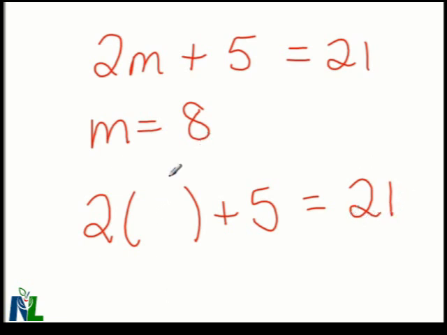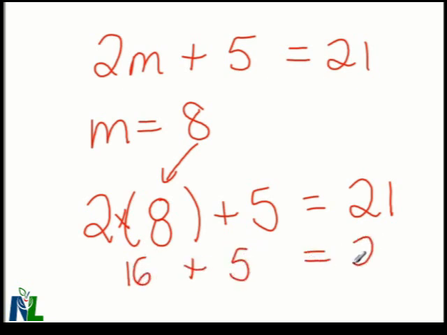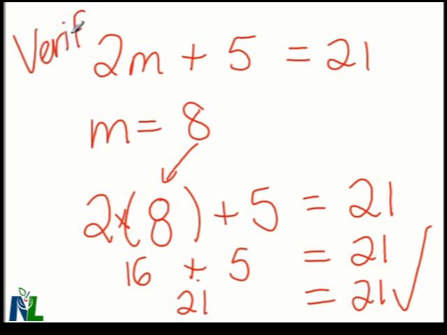So we need to put the number 8 in for m. That means 2 times 8, which is 16, plus 5, and we're checking to see if that equals 21. And 16 plus 5 is 21. So we know we have the correct answer. And you should always verify your solution, because you can check and see if you get them right every single time.